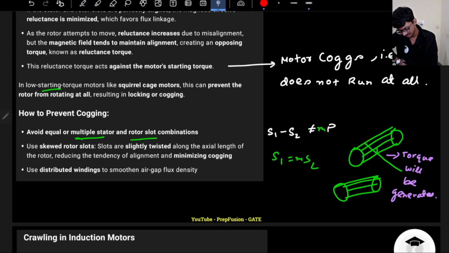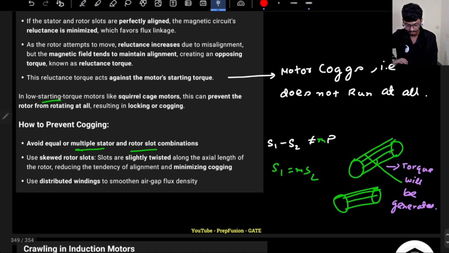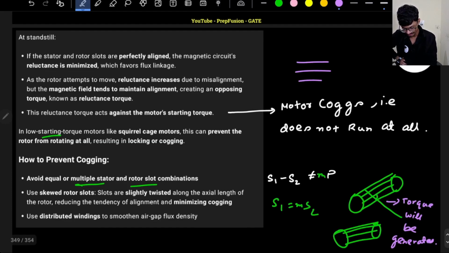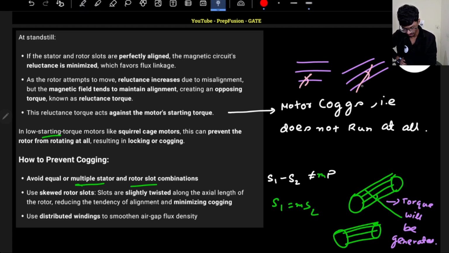So that is how I can prevent the starting problem. Skewing basically means providing a phase difference. If the rotor bars are straight, I will provide them slanted like this, connect them like this. So initially there can be less flux cut here, but here there will be more flux cut because there is angular difference. Okay, that is the only reason.